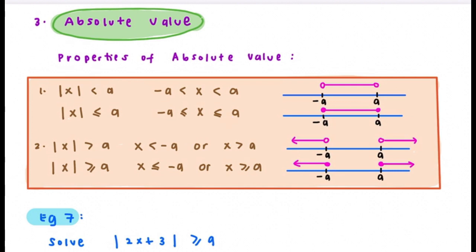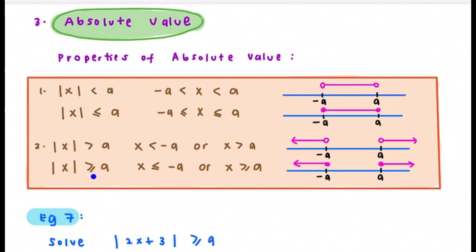Second property, modulus of x more than a. What happens if you have the modulus more than symbol? You can have x is less than negative a, or x is more than a. In the number line form, you display the number line from negative a with the arrow towards your left side, and from a your arrow will be towards your right-hand side. So you have the opposite direction. And then empty circle here. Why empty circle? Because you don't have any equal sign.